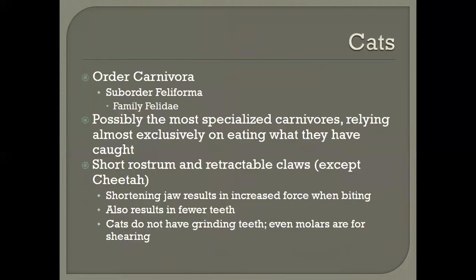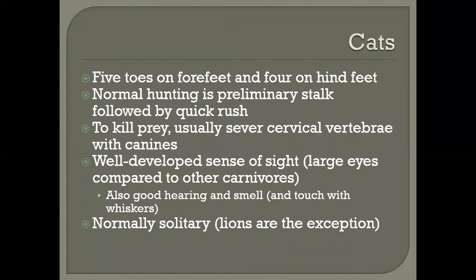Cats are very, very specialized carnivores. They only tend to eat the things that they have caught and killed themselves. With the exception of the cheetah, they have retractable claws. Their teeth are for shearing as opposed to grinding food. Their hunting is stalking, followed by a quick ambush. And they usually sever the cervical vertebrae of their prey with their canines.